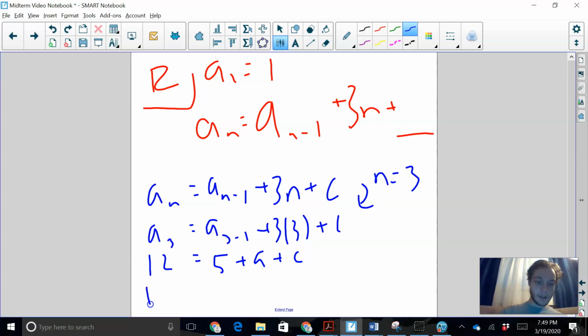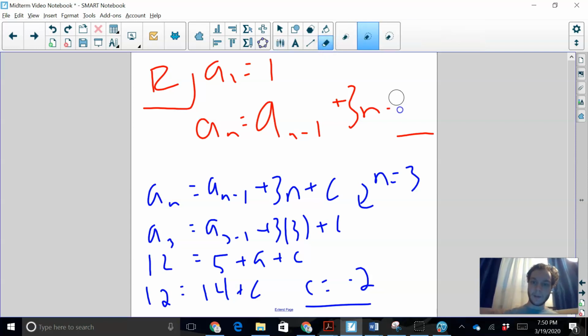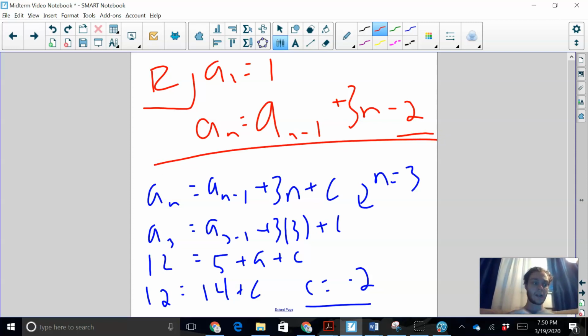So here we get 12 equals, well, 5 plus 9 would be 14, plus c. And solving that one-step equation, we see that c equals negative 2. So as a result, it was a little preemptive of me to put that plus sign, because it just so happens that this is a negative 2. And that is my recursive formula for this particular quadratic.